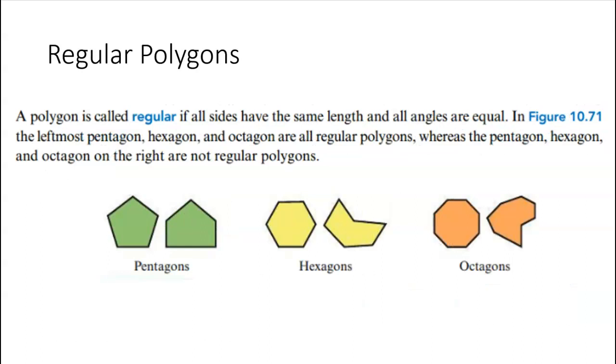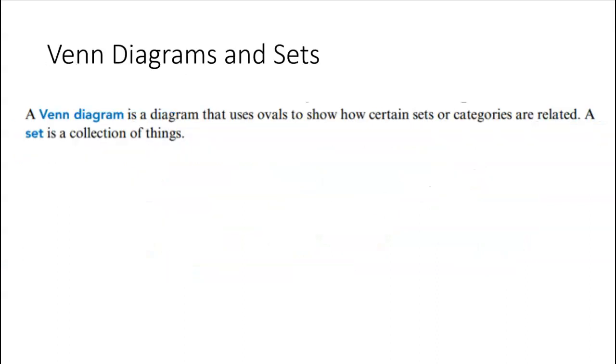Now, what's the difference here? A regular polygon has sides of the same length. On the left here, you're going to see your regular polygon. This one still has 8 sides, 1, 2, 3, 4, 5, 6, 7, 8, but not all equal. But this one has all equal and 8 sides. So that's the difference between a regular polygon and just a polygon.